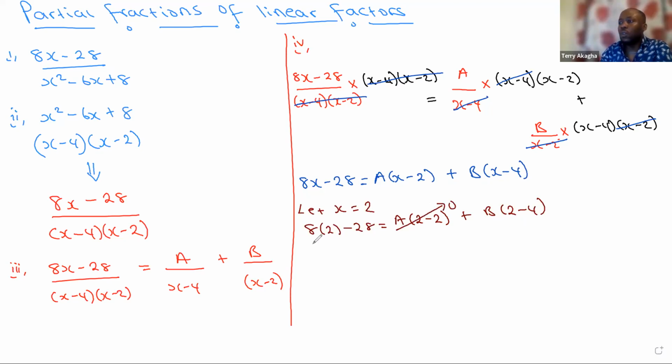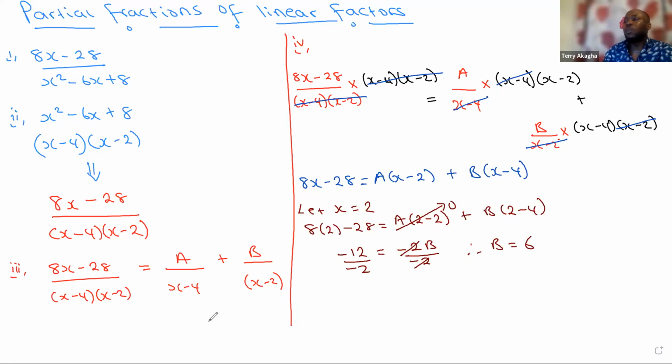Can you see? So that means it's going to be 8 times 2, 16. 16 minus 28 will give you minus 12, which will be equal to, this should be minus 2b. Does that make sense? Divide both sides by minus 2 to find the b. So therefore, b will be equal to what? 6.